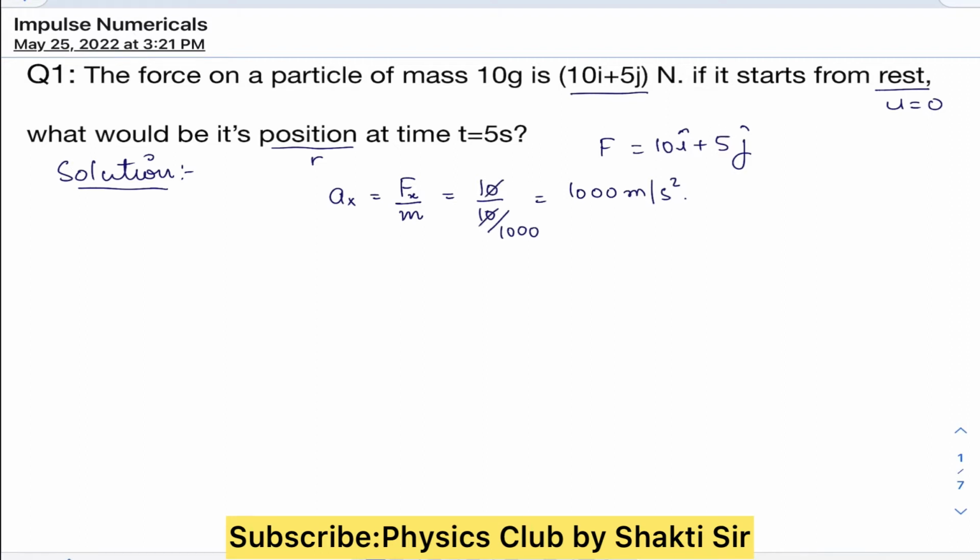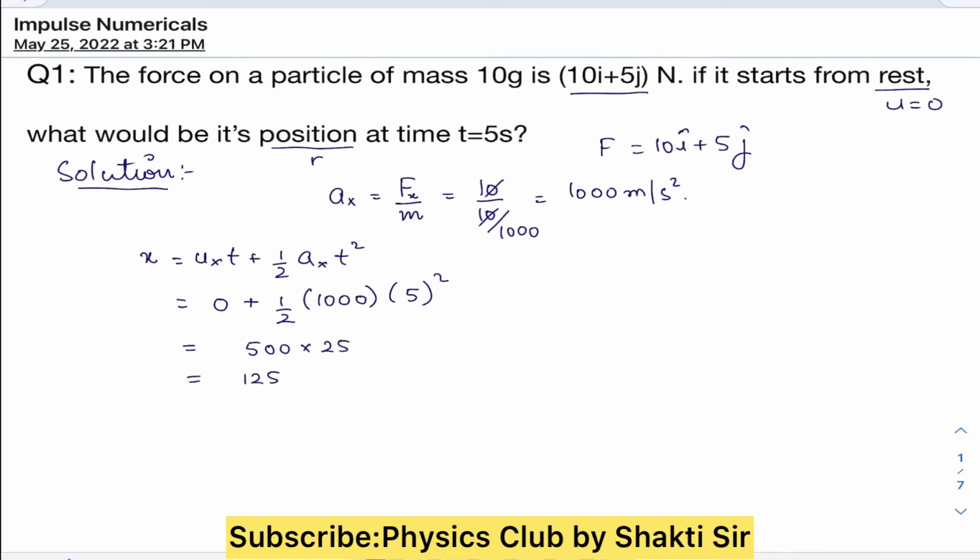So as this is the acceleration along the x-axis, we can write the x vector is equal to uxt plus half axt square. Let's put the value: ux is equal to 0 because it starts from rest, plus half, acceleration is 1000, and t square, it means 5 square, which comes out to be 500 multiplied by 25, 12500 meter. This is the x component of the position vector.